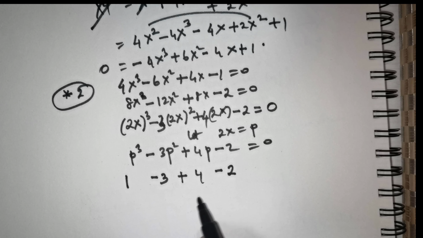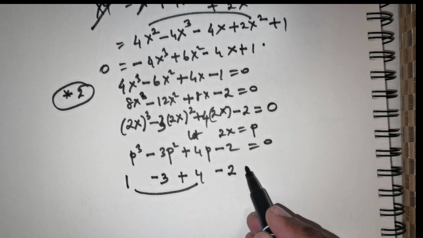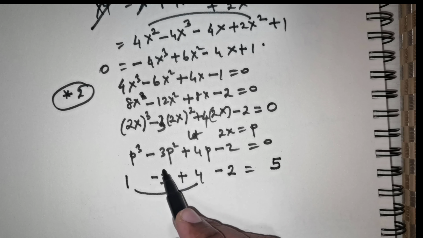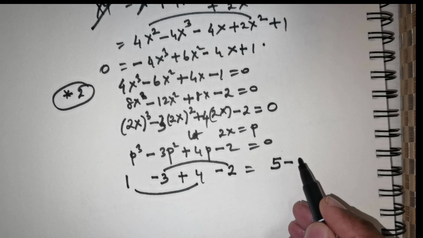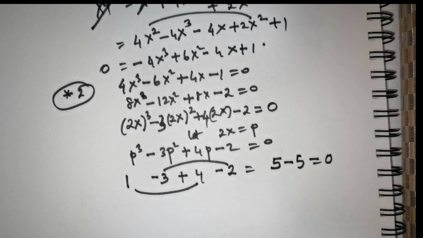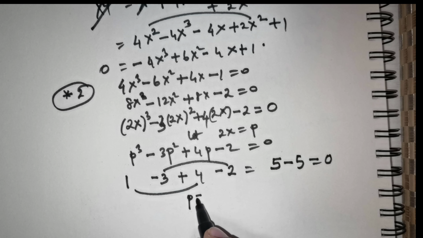Now if you add up all these things, what do you get? 4 added with 1, or 1 added with 4, would give me 5. Negative 3 added with negative 2 would give me negative 5. So I add up these two things, I get the value to be 0. Now if the sum of all these coefficients is equal to 0, then we can clearly say, it's arising from the factor theorem, right?